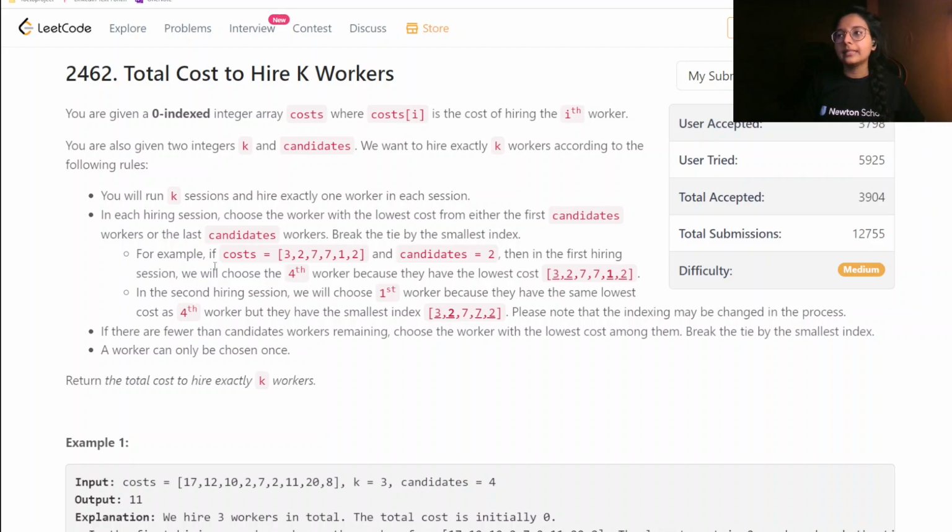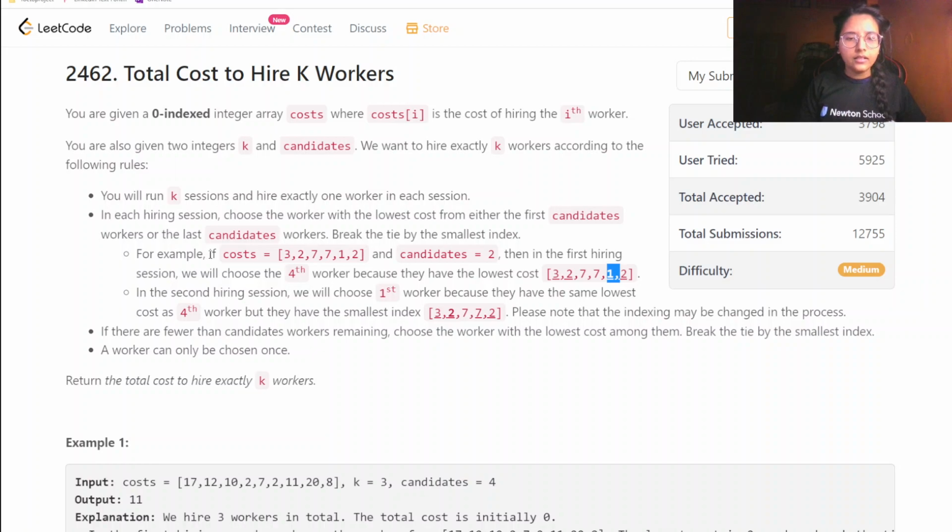We have explained this with an example: cost is equal to this much, the cost array is like this, and candidates we can choose is two. Then in the first hiring session, we will choose the fourth worker because they have the lowest cost. Means from the first two and the last two, this fourth one, that is this one, is the lowest one, right? So we will be choosing this. That's what they want to say.